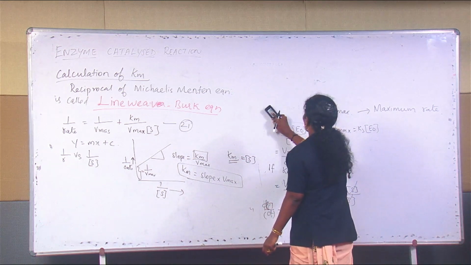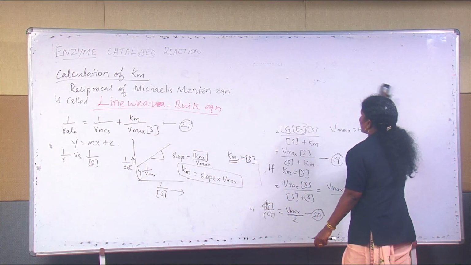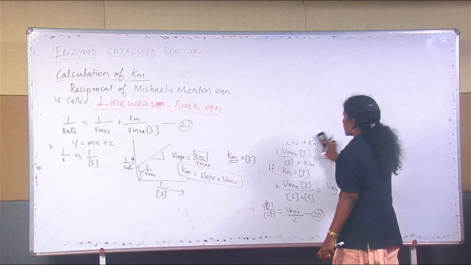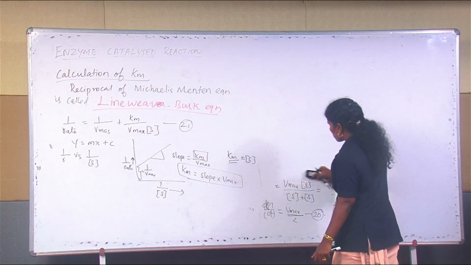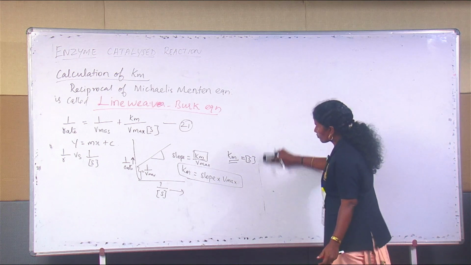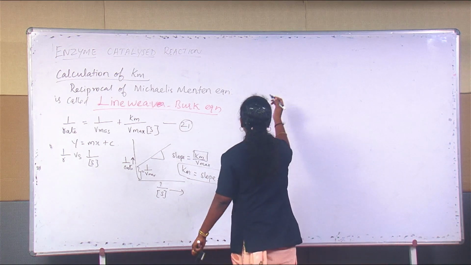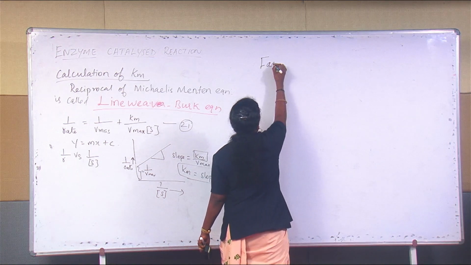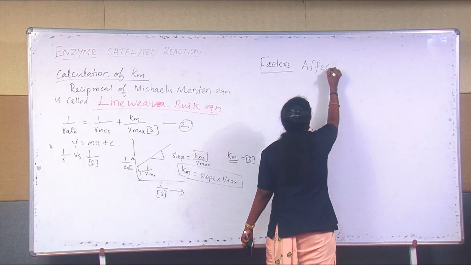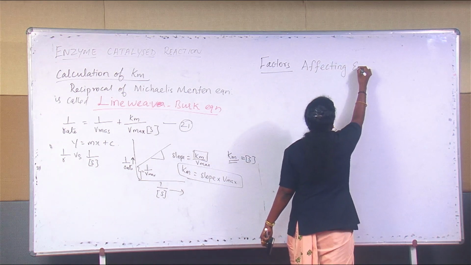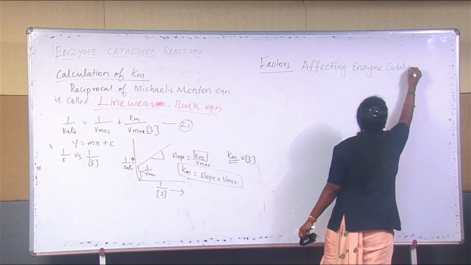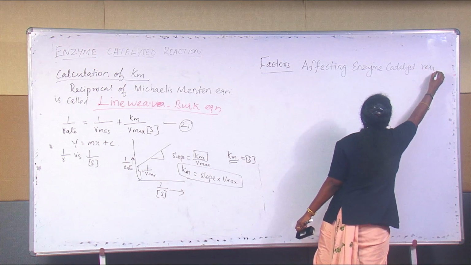I hope you understand the kinetics of enzyme catalyst reactions. From those equations we can get the Km value, the Michaelis-Menten constant. Next we are going to see the factors affecting enzyme catalyst reactions.